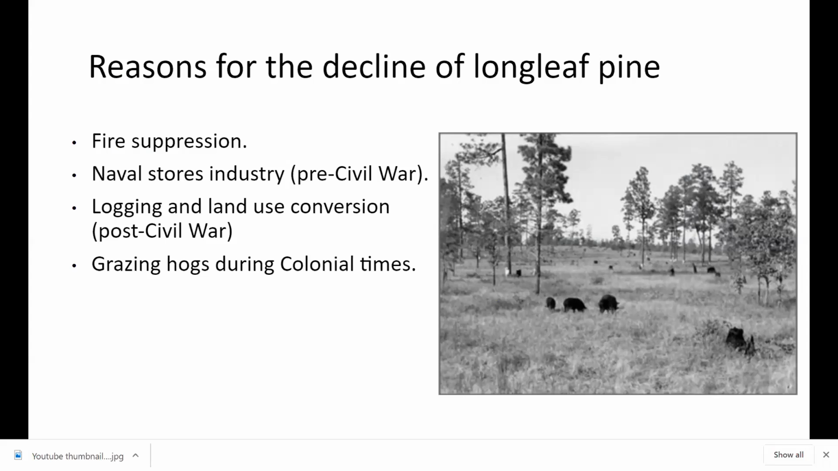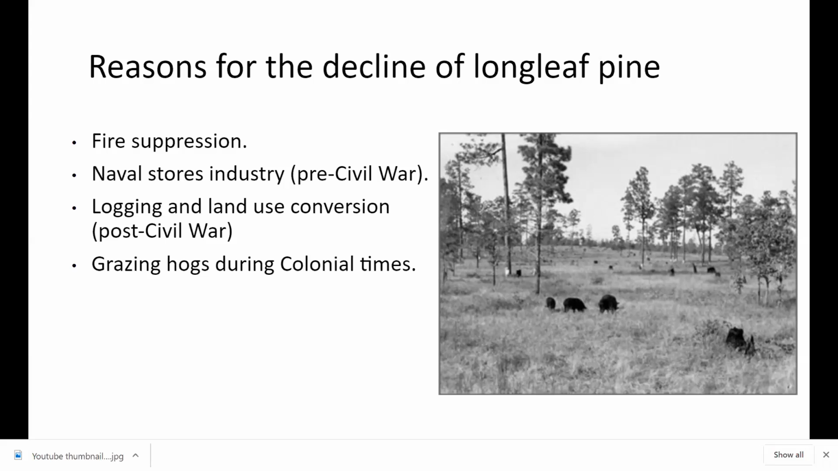But also we have some commercial industries that have impacted longleaf pine, resulting in its destruction. The naval stores industry we'll talk about was really important up until the Civil War, and this impacted longleaf pine. And then post-Civil War, as railroads became more viable and used for transportation and hauling lumber out, there was a rapid conversion as the old growth stands of longleaf were cut and converted.